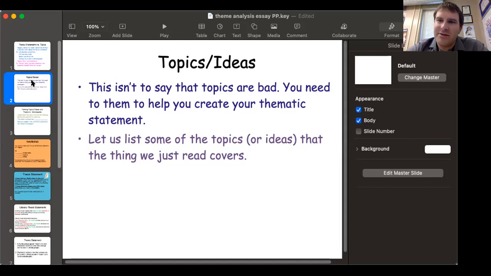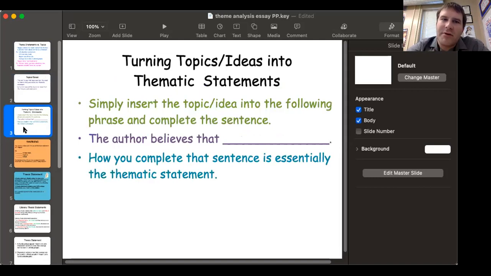So what you just need to do is pick an idea that Langston Hughes explores. Then we're going to turn those topics and ideas into thematic statements. All you have to do is simply insert the topic idea into the following sentence and complete it: The author believes that blank. So Langston Hughes believes that blank. Based off our interaction with Langston Hughes' work, that is going to help us understand what he thinks. So the author believes blank. Fill in the blank. How you complete the sentence is essentially your thematic statement. You fill in the blank: the author believes that equality, blah, blah, blah.